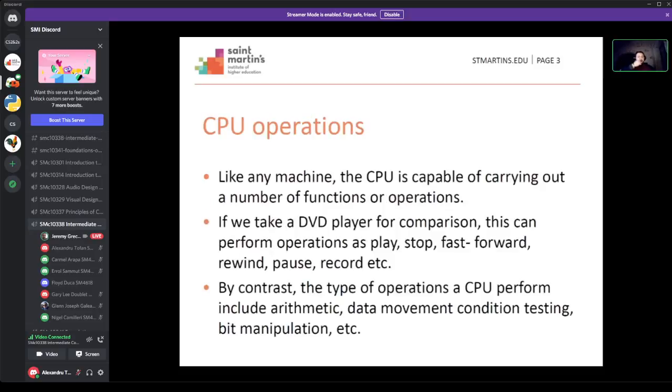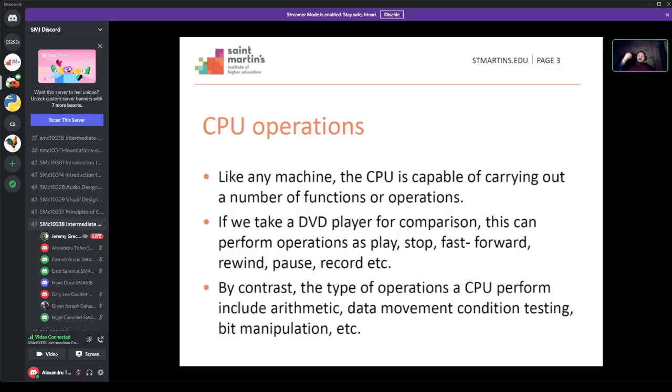As we said, every computer, every CPU has a number of different functions that it can actually operate. An instruction set is basically the processes that that particular machine can operate. If we talk about it in terms of a DVD player, the DVD player can stop, play, fast forward, rewind, and so on and so forth. These are all different functions that the DVD player can actually do.